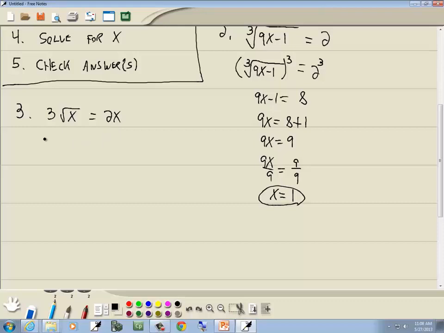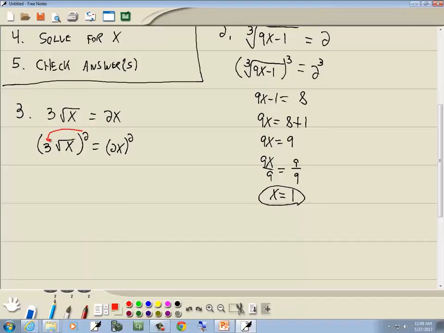Step 2 says raise both sides to a power equal to your index. Well, this is a square root, so we're going to square both sides. So we've got 3 square root of x to the second power is equal to 2x to the second power. Now, when everything inside of your parentheses is either multiplication or division, and you're raising it to a power, you can take everything to that power.